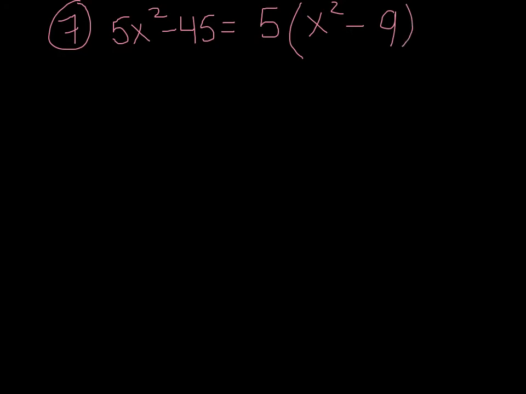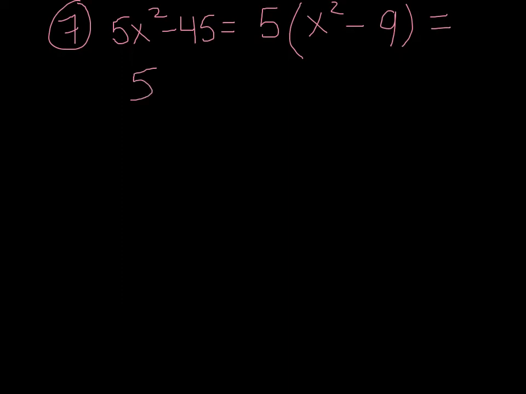So I've achieved the first stage of factoring. I have properly factored out my greatest common factor of 5. To check myself, 5 times x squared will give me 5x squared. 5 times negative 9 will give me negative 45. Now I'm ready to factor this binomial. I notice it's subtraction, so that's a difference. This is a perfect square, and 9 is 3 squared. So I'm going to use my difference of squares pattern.